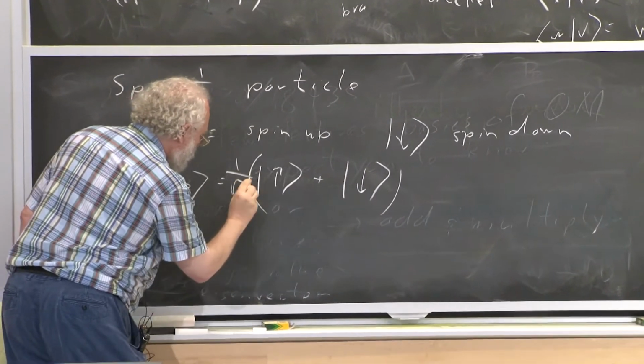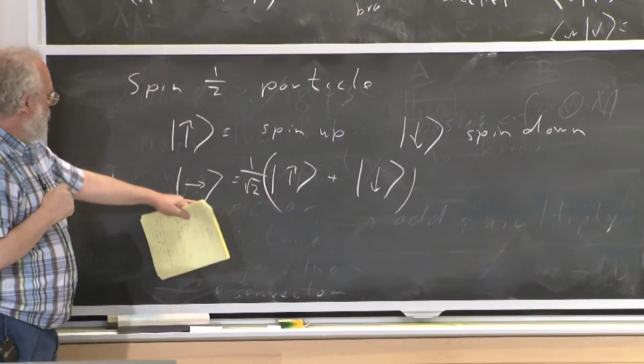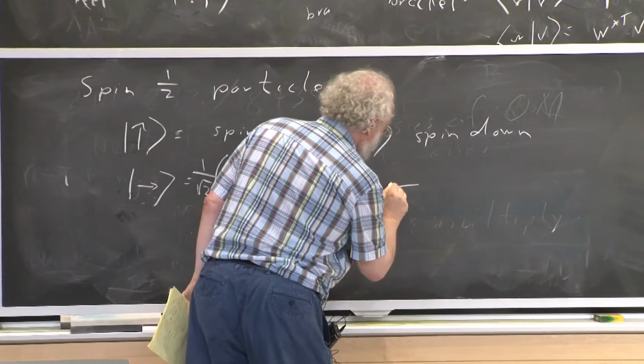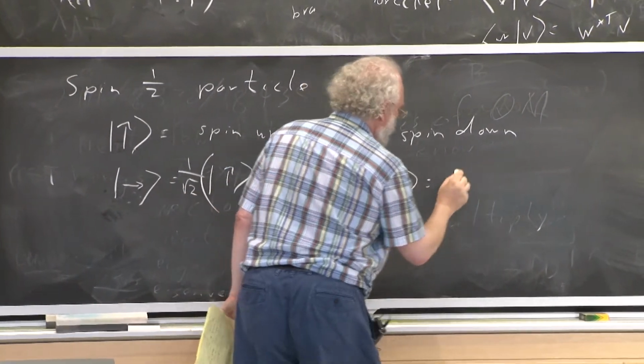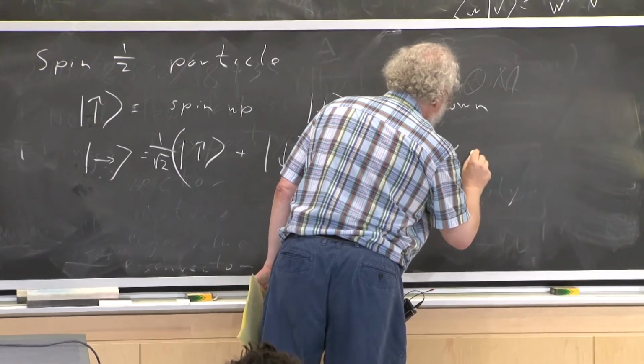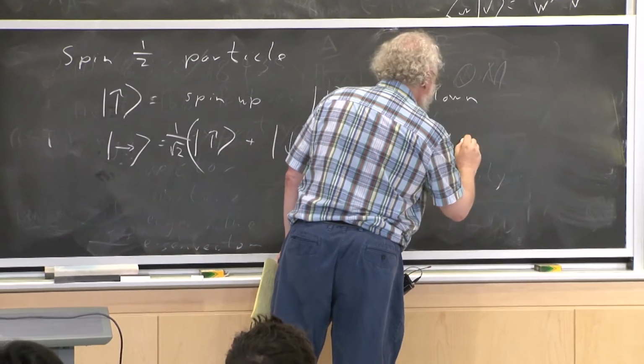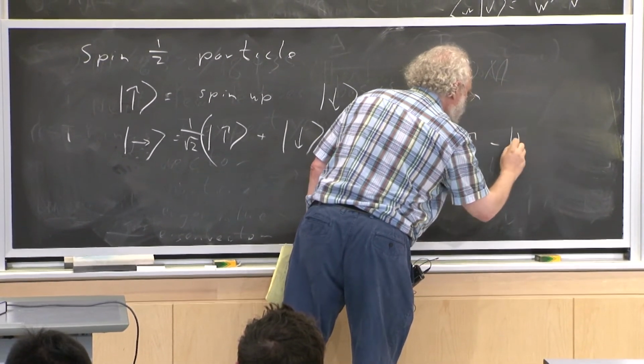And we need to normalize it, so it's 1 over root 2. And the other one is equal to 1 over root 2 spin up minus spin down.